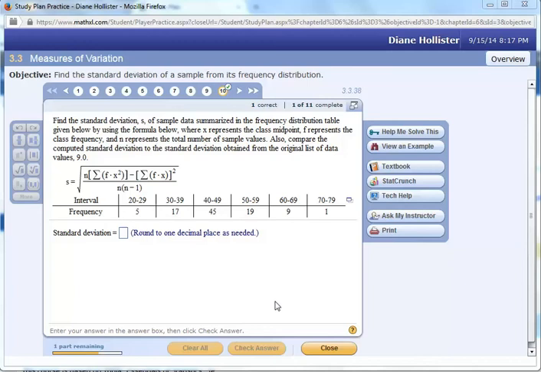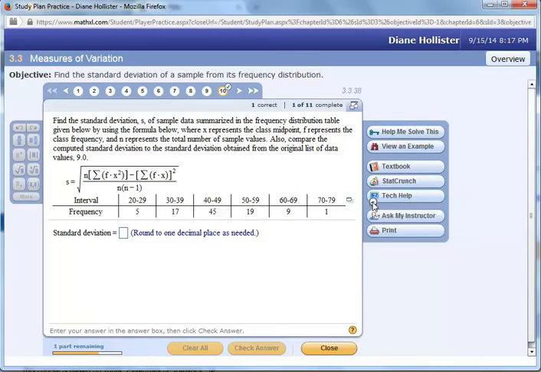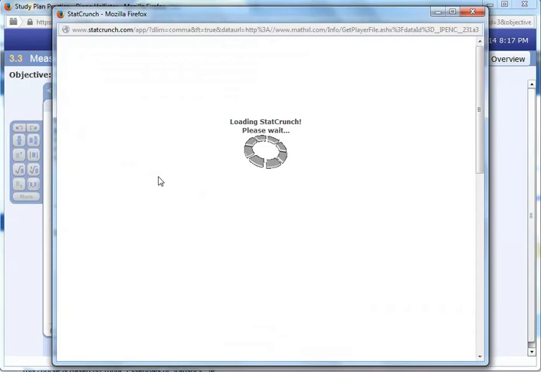Hi, let's take a look at how to find a standard deviation from a frequency distribution. It's a lot faster to use StatCrunch than to do this by hand. So the first thing you're going to do is open this in StatCrunch. I'm going to copy this right over to StatCrunch for us, which is really nice.